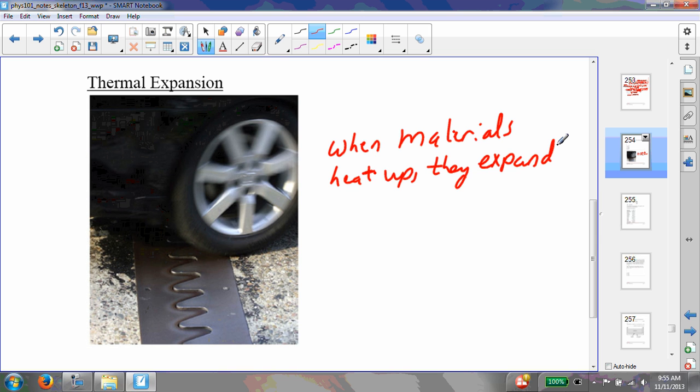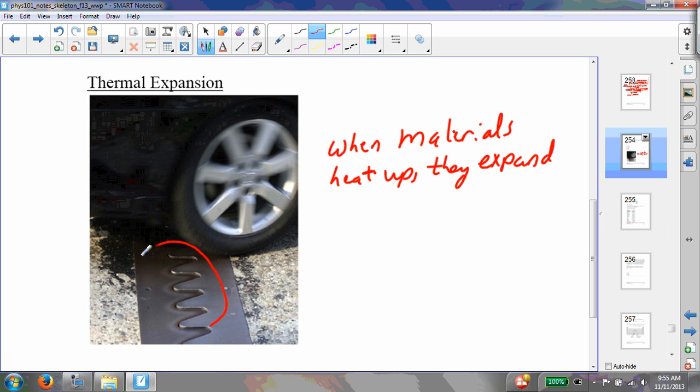You see thermal expansion accounted for in a lot of different ways. Like when you're walking on the sidewalk, you see expansion joints in the sidewalk. That's because just in the daily temperature changes, cement or concrete will expand. And so they put these rubber joints or these spaces between the parts in the sidewalk so that when it does expand, the cement doesn't crack.